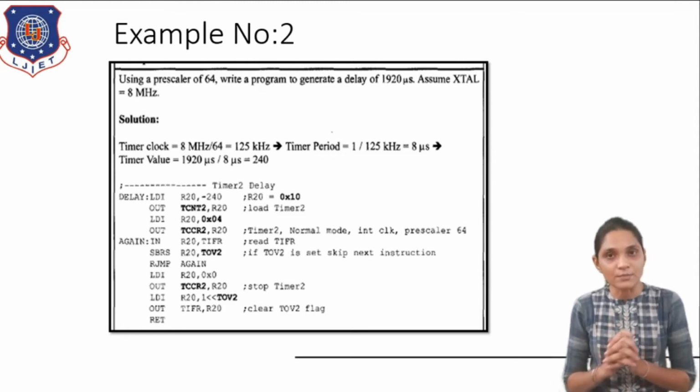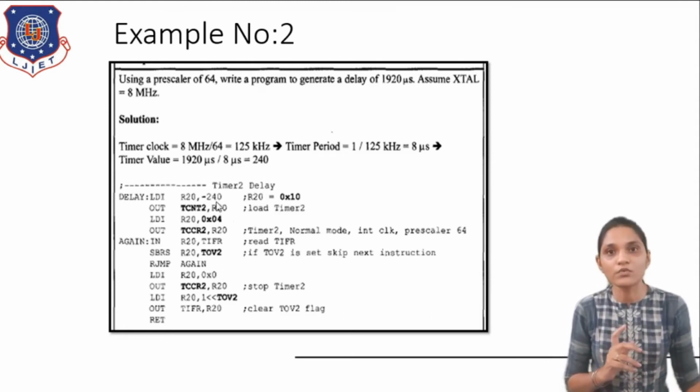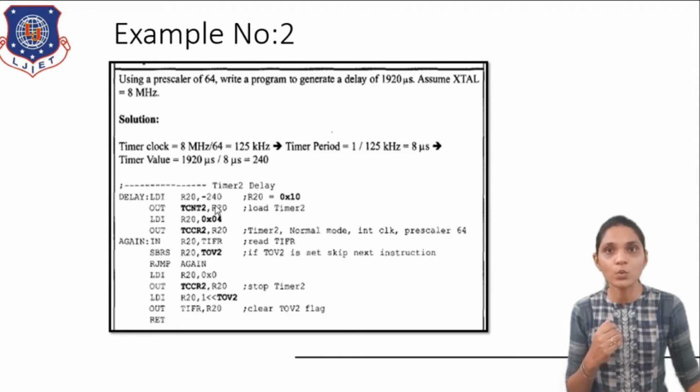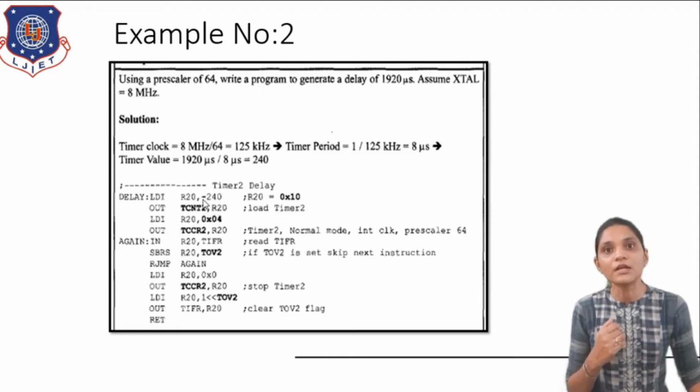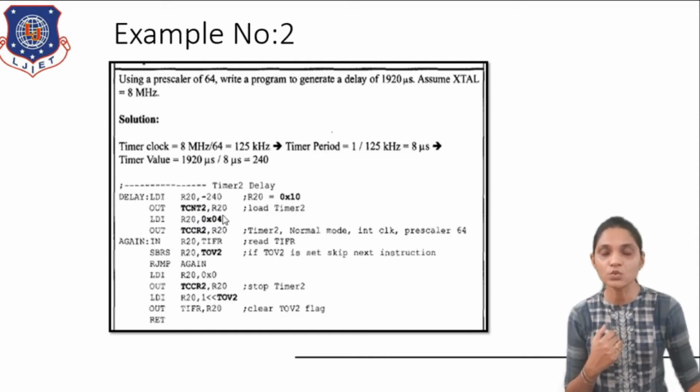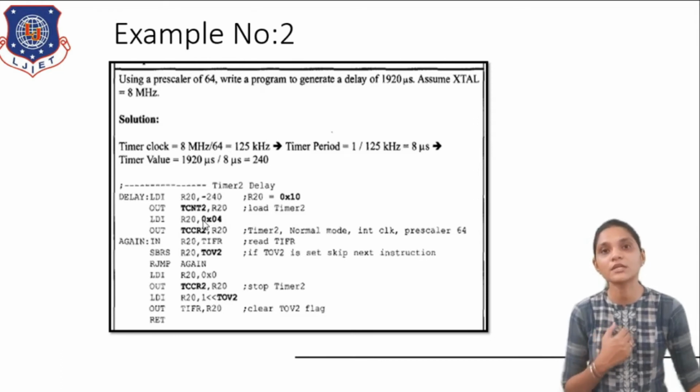So let us see the example for the delay. First we have to load this count value inside the TCNT2 register. So first we have to load it into some temporary register. We are using the R20 register. So first use the instruction LDI R20, 240. It will load the value inside register 20, but here we have loaded the value as a negative. So we have loaded the value of its 2's complement, and that is 0xF0, that is used as a counter. Then we are sending this to the TCNT2 register, and by using the instruction OUT TCNT2, R20, it will load timer 2.